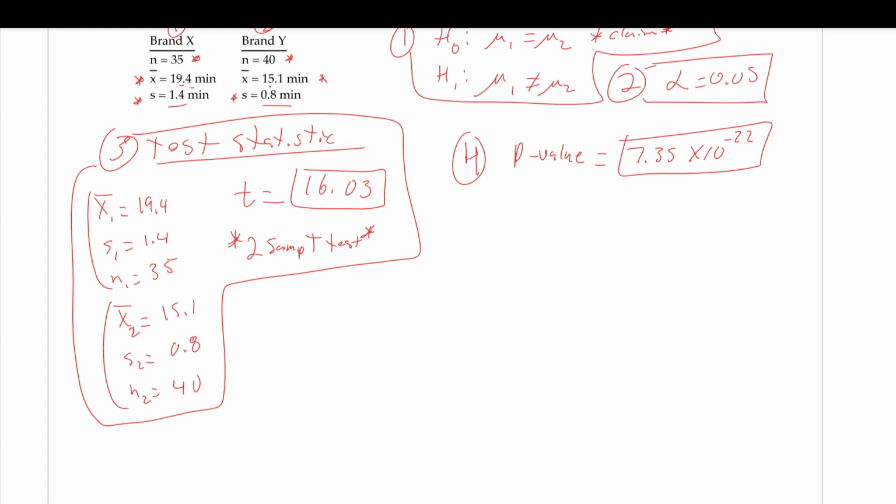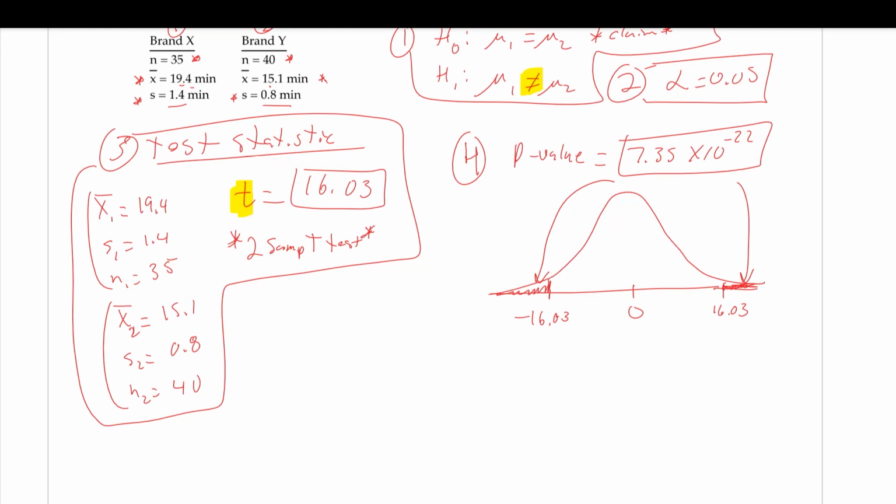What shape do we draw? Well, t-distributions are also bell-shaped, so they are centered at 0. Our test stat of 16.03 is way out here. We know this is a two-tailed test because the alternative is not equal to. We also need the negative 16.03, and the area to the left of that and to the right of the right one. The sum total is this p-value. That's a complete step 4.